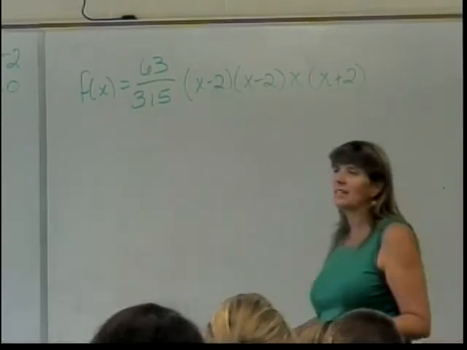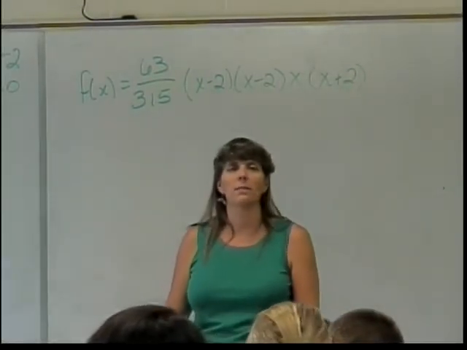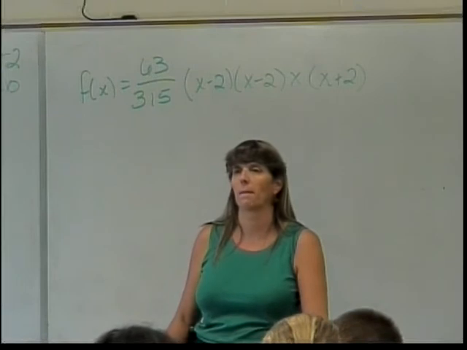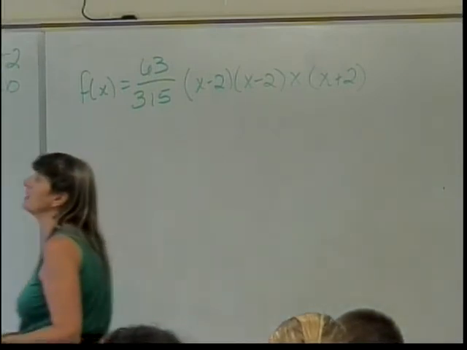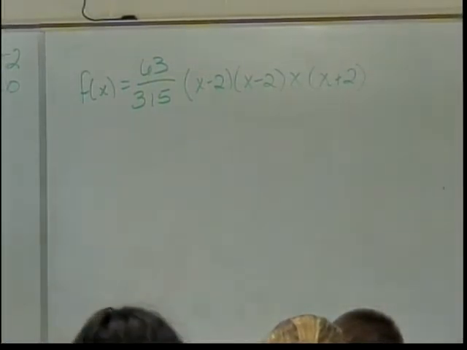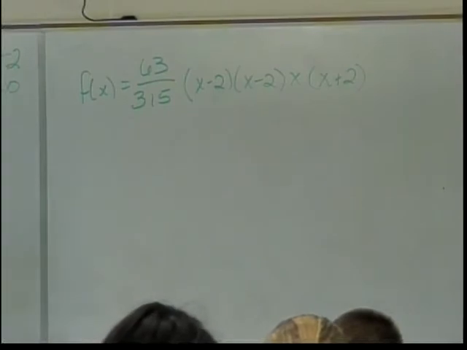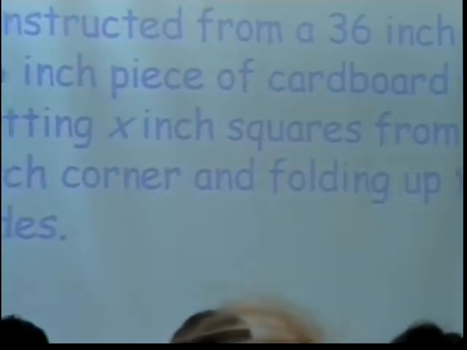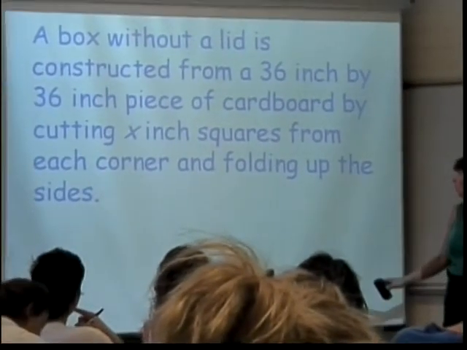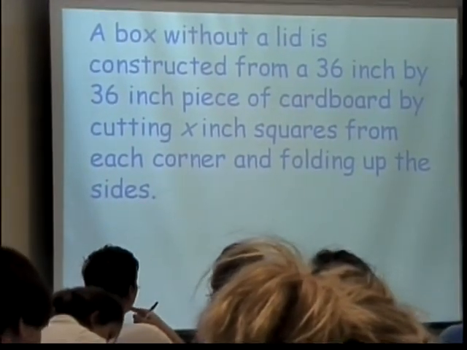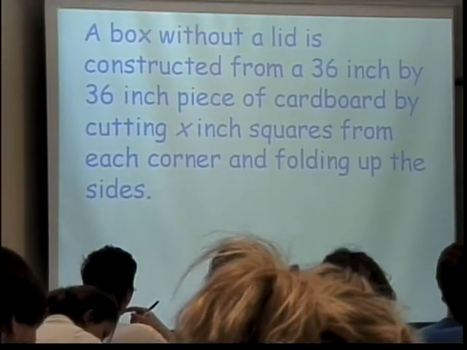There is a standard word problem that comes with this stuff. And that word problem is this. I hate these. A box without a lid is constructed from a 36-inch by 36-inch piece of cardboard by cutting x-inch squares from each corner and folding up the sides. Let's take a look at what that really means.